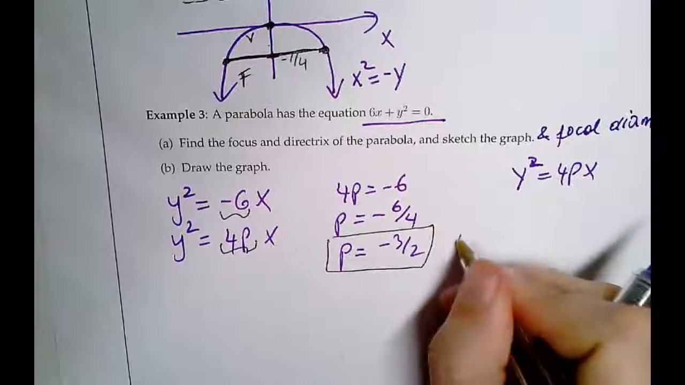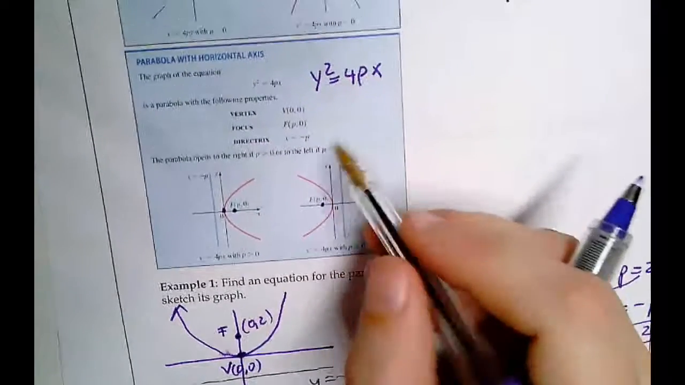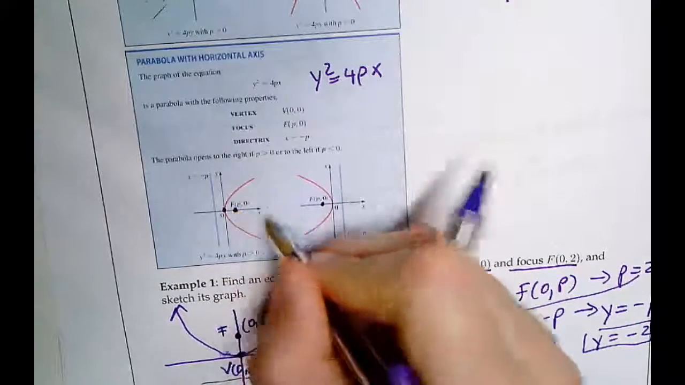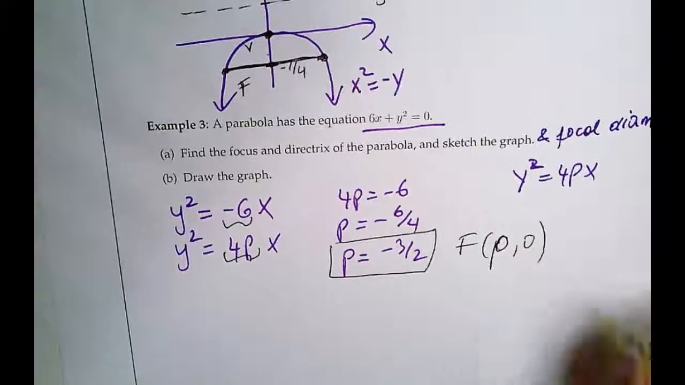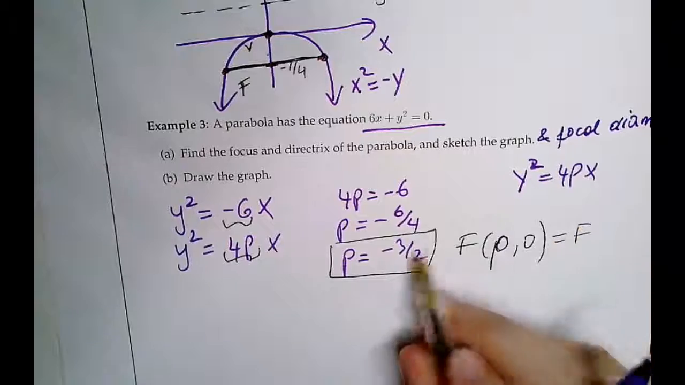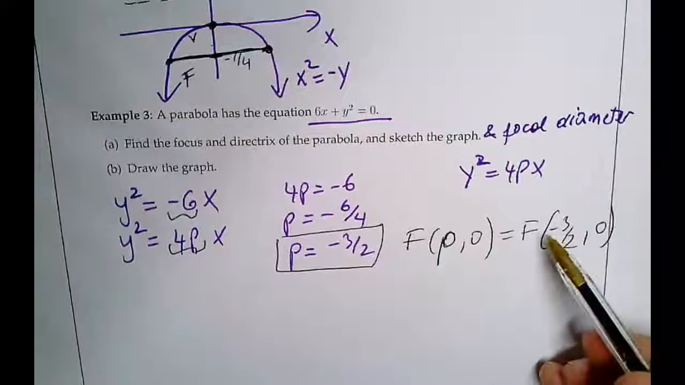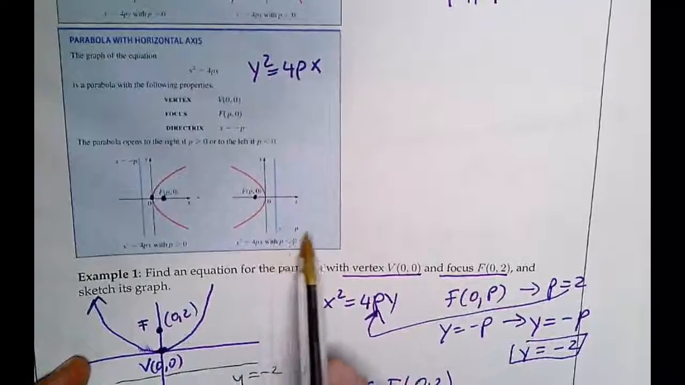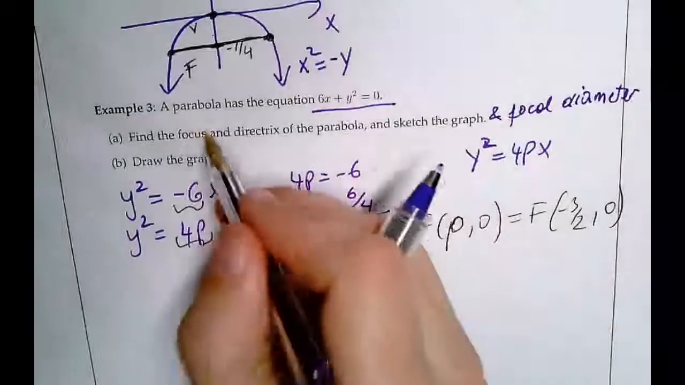So that means that the focus, remember the focus for a parabola with horizontal axis is going to be a point on the x-axis, so it's going to be (p, 0). So the focus for this one, we found that p is -3/2, and 0. So since p is negative 3/2, the parabola is going to open to the left because p is less than 0. All right, so we found the focus.